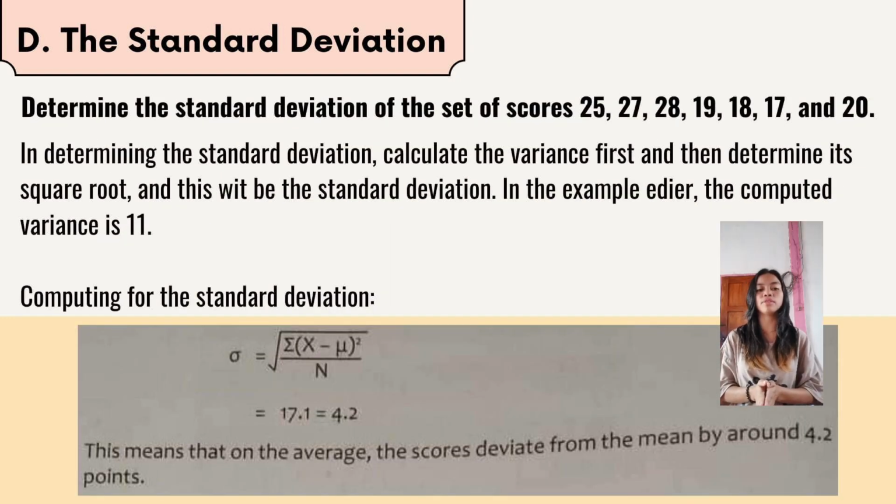Determine the standard deviation of the set of scores 25, 27, 28, 18, 19, 17, and 20. In determining the standard deviation, calculate the variance first and determine its square root, and this will be the standard deviation. The computed variance is 11. This is how to compute the standard deviation. This means that on the average, the scores deviate from the mean by around 4.2 points.